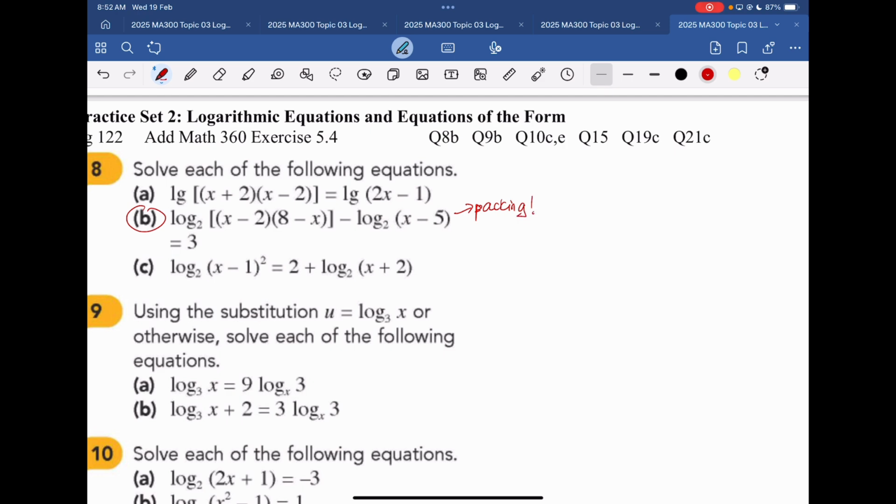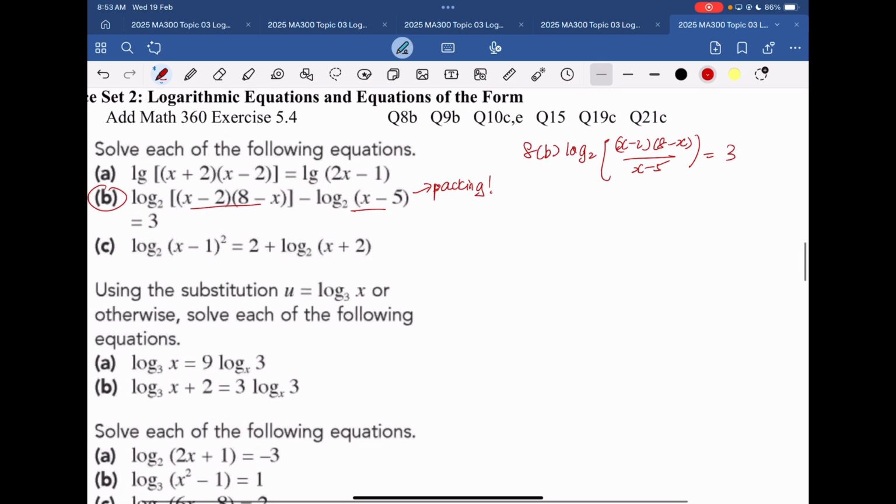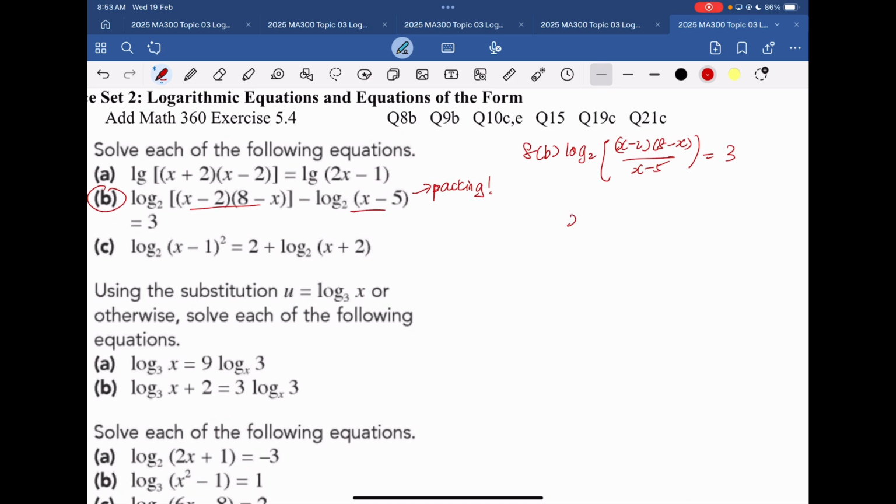Okay, you solve by packing. What do I mean by packing? Pack these two together. This is the same as log base 2 of x minus 2, 8 minus x over x minus 5, equals to 3. Change to index form. x minus 2, 8 minus x over x minus 5 equals 2 power 3. Easy as that.